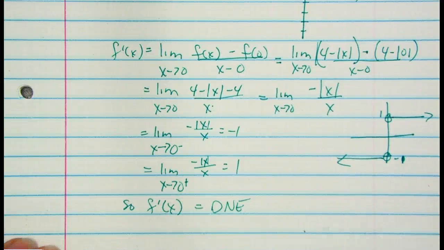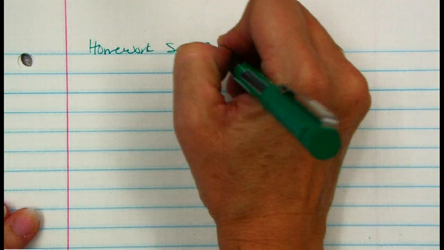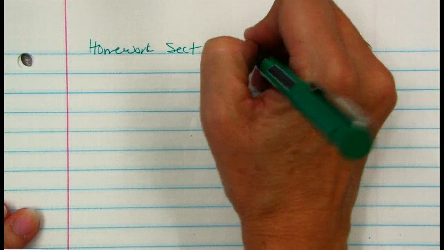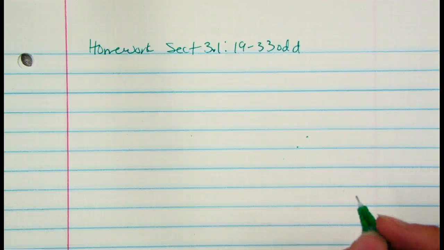Now I'm going to start with tonight's notes. First off, let's start with the homework. The homework for this new piece is still 3.1, but it's 19 through 33 and the odds, which means you have all the homework.